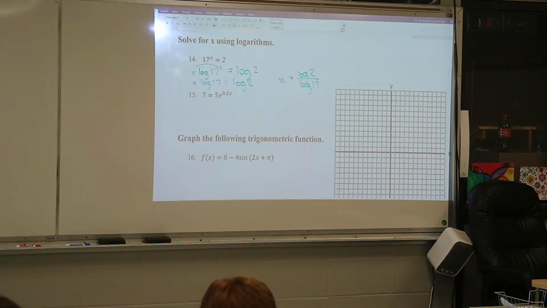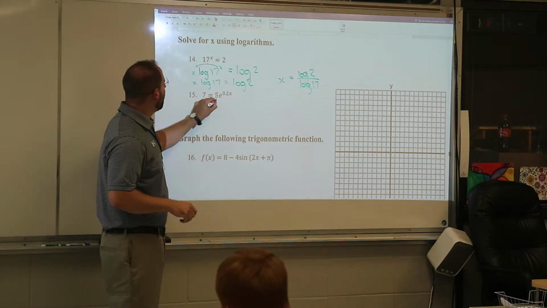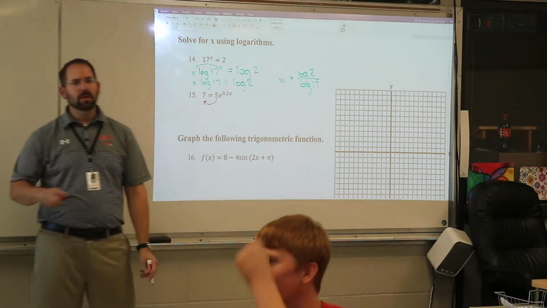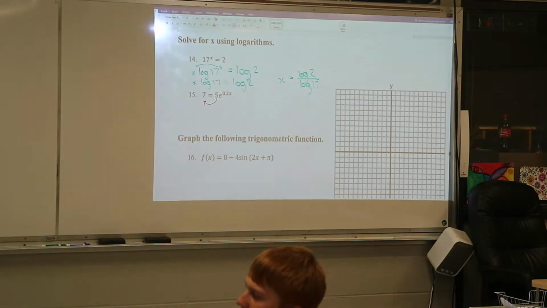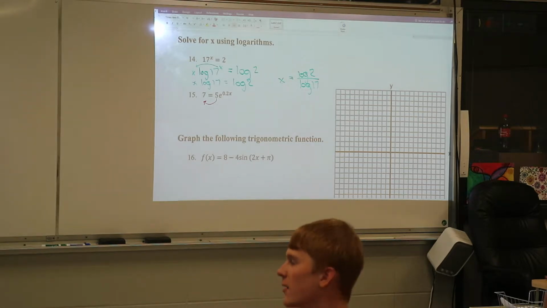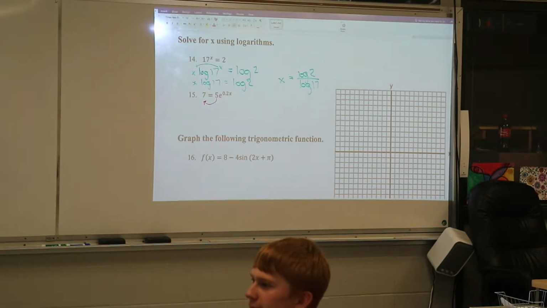Now, on the second one, number 15, my hint for you: divide the 5 over first. Don't wait. Divide the 5 over first, get a decimal. Then, once you divide that over, you can take the natural log of both sides. I know you're going to take a natural log of a decimal, but it's fine. You'll do the same thing where you'll solve.